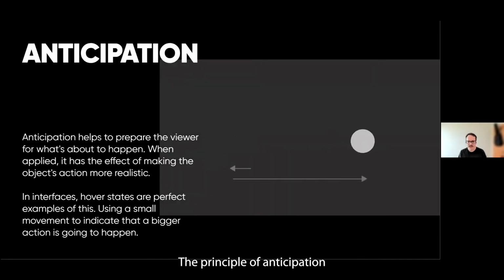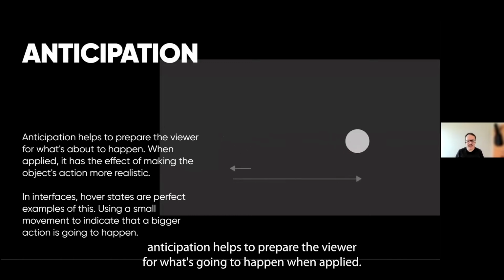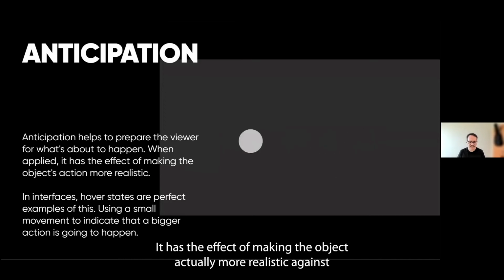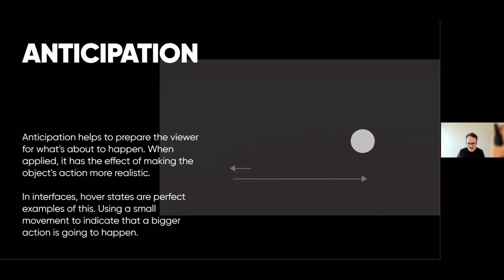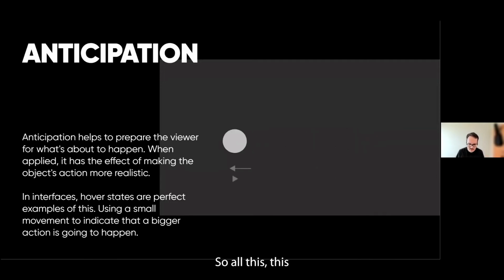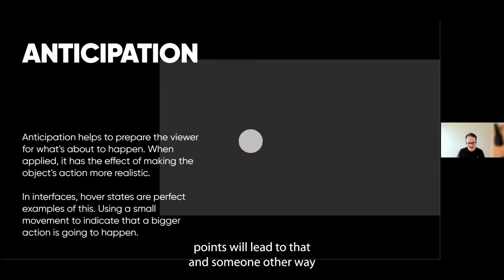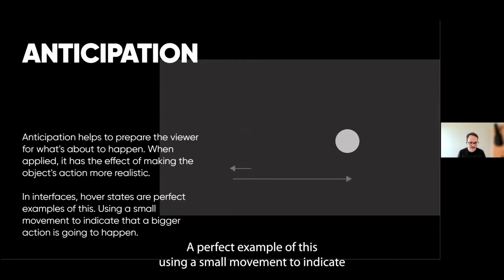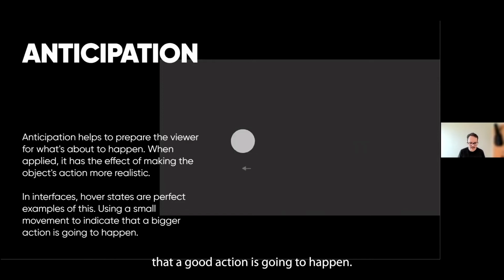The principle of anticipation. Anticipation helps to prepare the viewer for what's going to happen. When applied, it has the effect of making the object's action more realistic. Again, motion is about breaking this barrier between the physical and digital world, making it more natural. So all these points will lead to that in some way. In interfaces, hover states are a perfect example of this, using a small movement to indicate that a bigger action is going to happen.